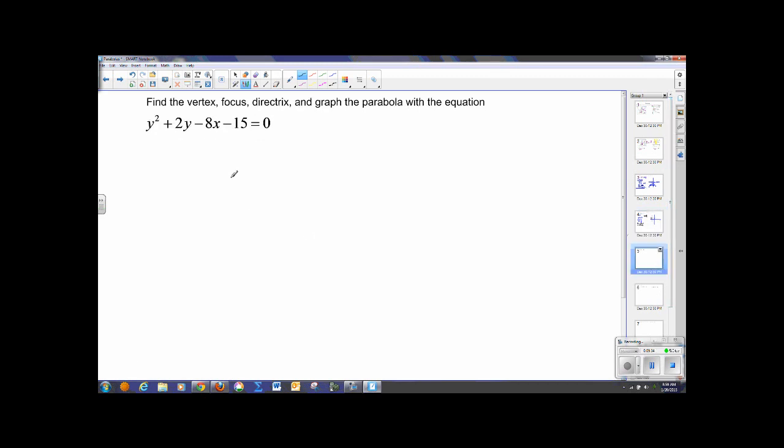All right, so now we have a parabola that's not in our standard form. It's in the general form. So we're going to need to complete the square in order to get it in our standard form. I prefer typically to isolate all the y's on one side, as you know, and get the x's on the other side. And if I take half of 2 and square that, that ends up being 1. So I'm going to add that to both sides.